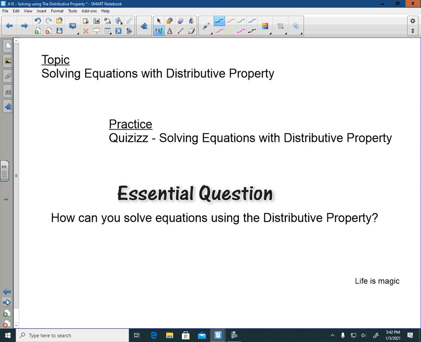The essential question, how can you solve equations using the distributive property, should be answerable by you right now. So can you answer that question? Think about it in your head. If you can, great. If not, how about you let me know so that I can help you.